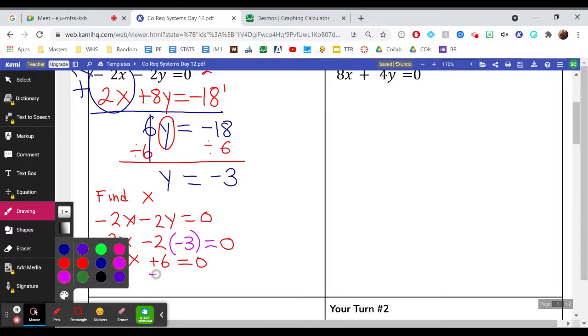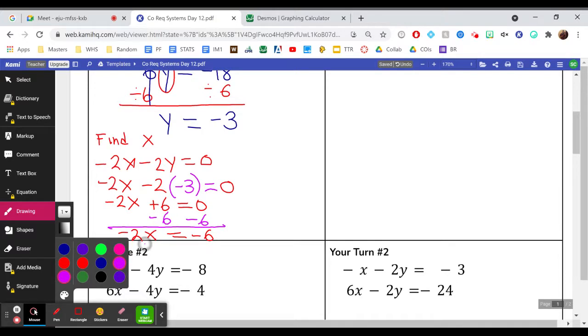At this point, I'm going to subtract 6 from both sides, and that gives me -2x is equal to -6. If I now divide both sides by -2, I get x is equal to positive 3. So my solution is x is 3, y is -3.